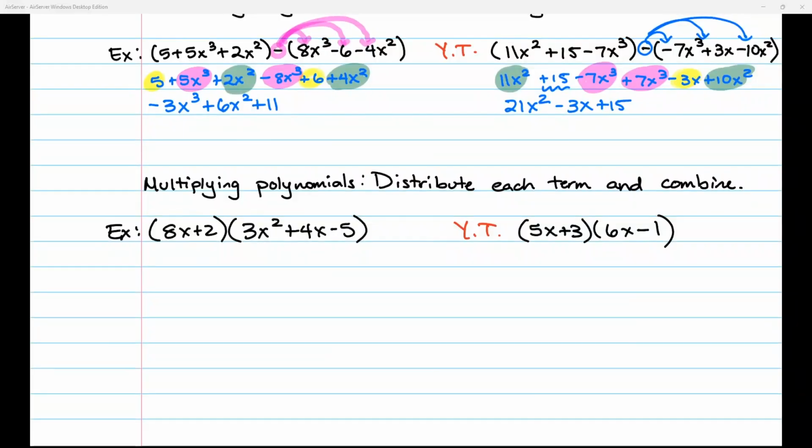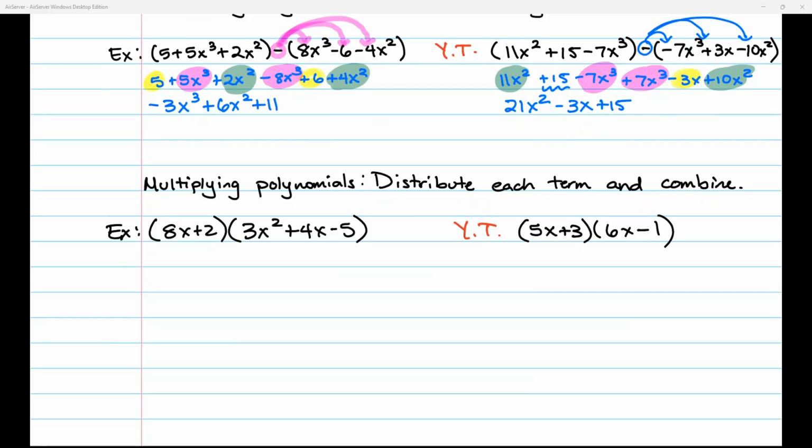All right, moving right along. We're almost at the end. The next thing we're going to do is we're going to multiply polynomials. The way you multiply polynomials is you distribute each term and then you combine. All right, so we're going to keep distributing until I'm done distributing each term from the first polynomial. In this case, the binomial 8x plus 2.